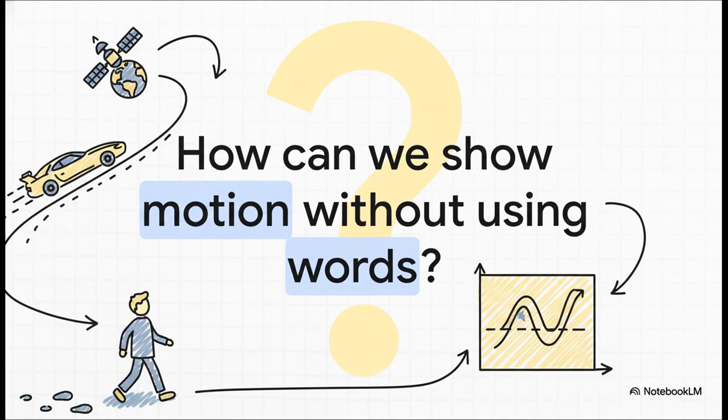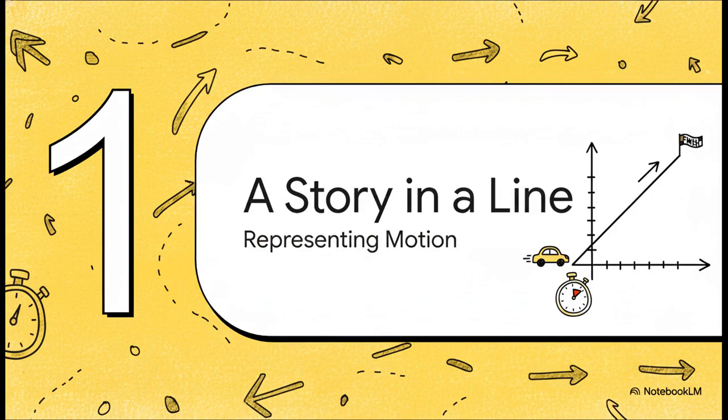But first, think about this. How do you actually show something moving without using a bunch of words? Imagine trying to describe a car race or a planet's orbit. It would take forever. We need a better, cleaner way to tell that story. And believe it or not, the answer is just that, a single line.